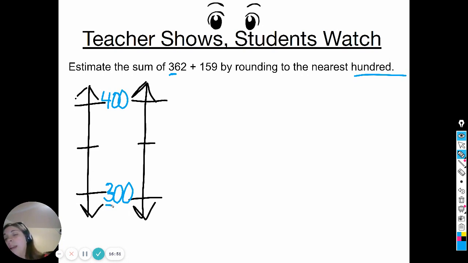For my halfway point, I keep that same 100, which is 3. And I end in 50, and that's because we're rounding to the nearest 100, and halfway between 0 and 100 is always 50. So we're always going to end in 50.